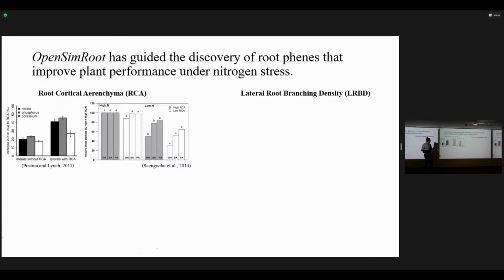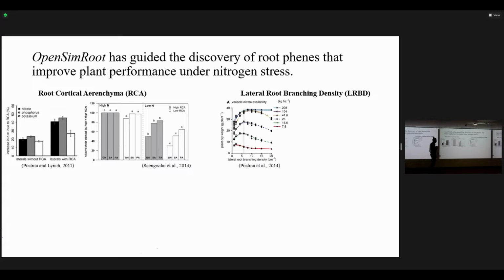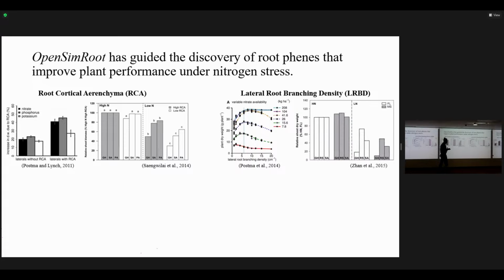Also for lateral branching density, the model predicted in 2014 that having fewer branches per centimeter is going to be better for capture of nitrogen. And then they took this into the field, and they observed that indeed the lines that had lower lateral branching density performed better under low nitrogen conditions.